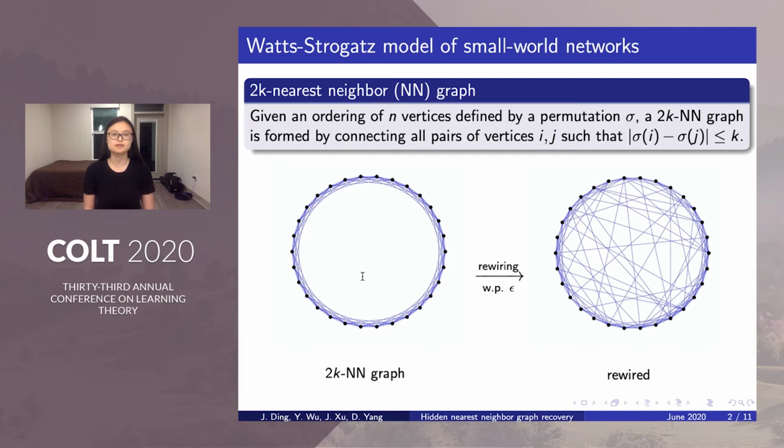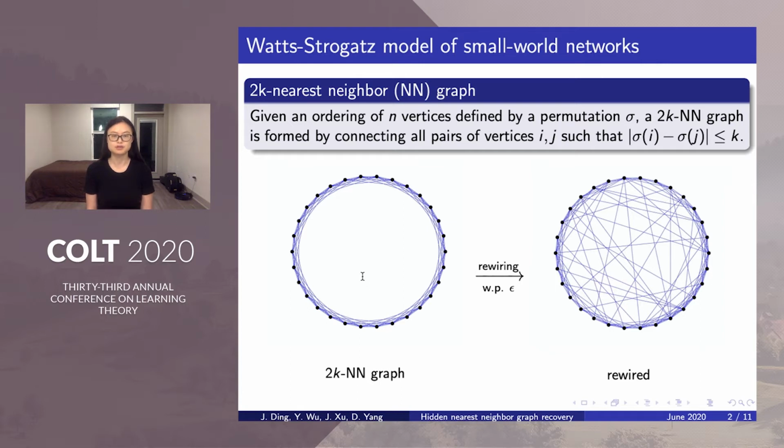So you start from a 2k nearest neighbor graph, which is a lattice network that looks like the one shown on the left. Given an ordering of n vertices, a 2k nearest neighbor graph is formed by connecting all pairs of vertices that are of distance at most k from each other. This way, each vertex is connected to 2k of its neighbors. In the special case where k equals 1, this graph would simply be a Hamiltonian cycle.